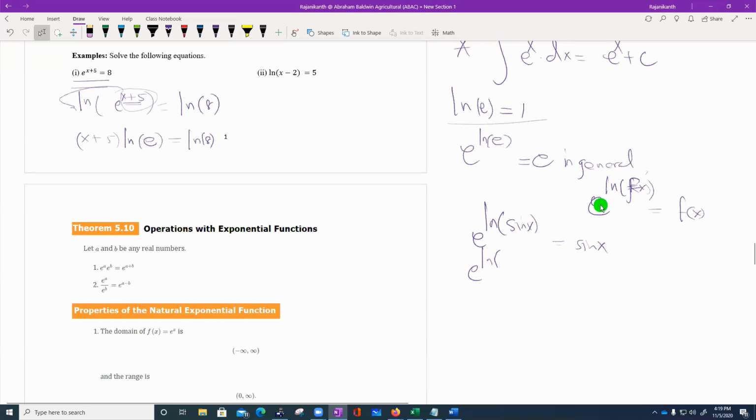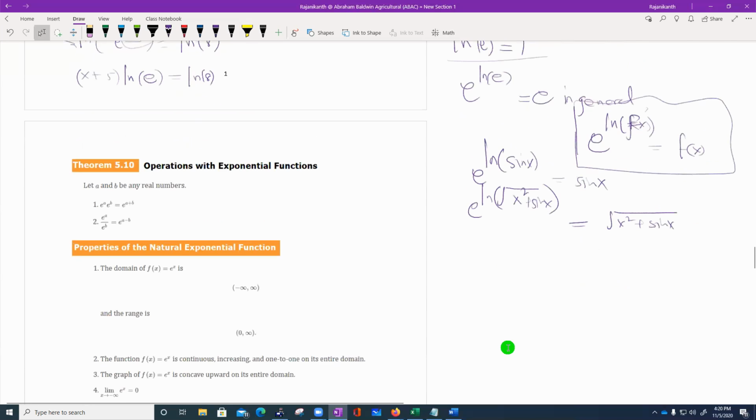E to the power ln, you may have any kind of complicated function. Say here you have x squared plus sine x. And what is that? That is simply square root of x squared plus sine x. You see that? So this is a very, very useful relationship between the exponential and the simple function.